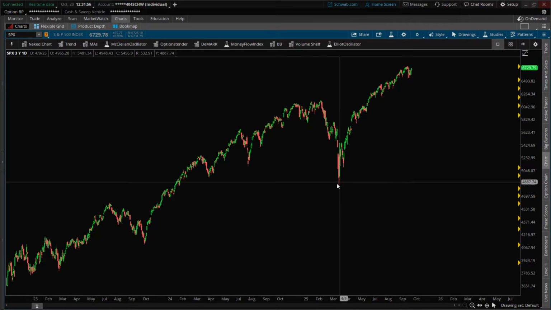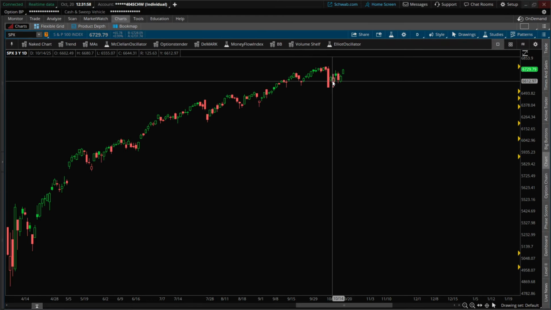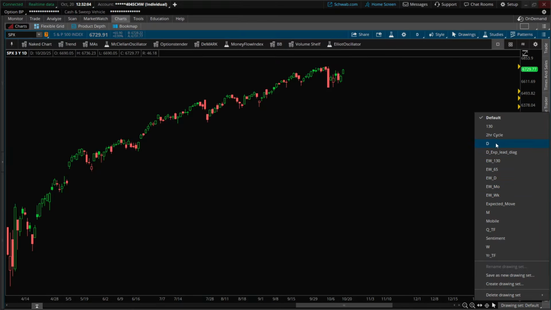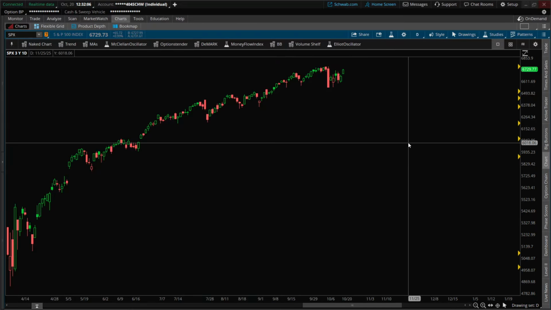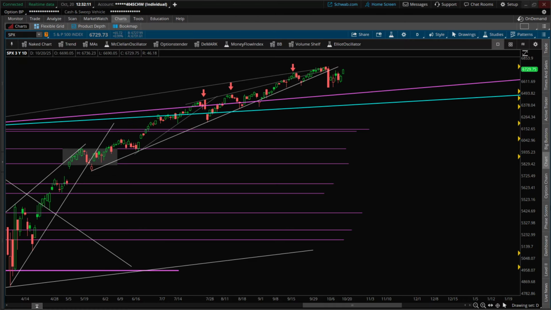So here's your naked look. That's the candle setup we're talking about. Let's put on our traditional look. And there's your wedge breakdown. You have your wedge that formed up here, got really tight price action and broke down. That's what gave us our big bearish technical breakdown, and it came into support here.